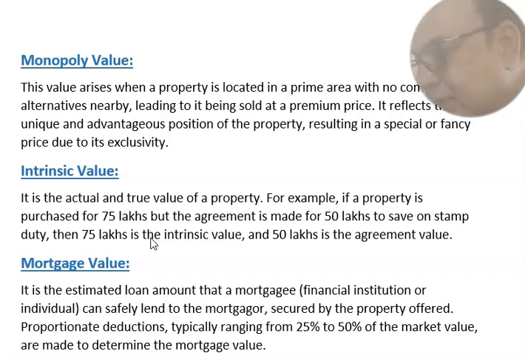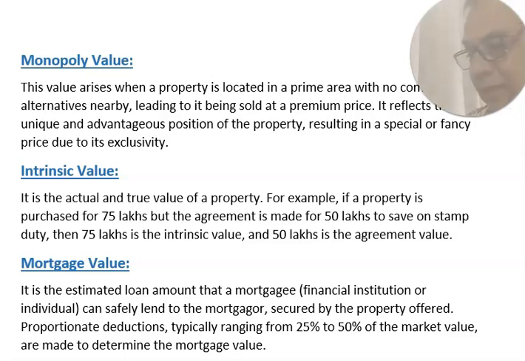Next is intrinsic value. It is the actual and true value of the property. For example, if a property is purchased for 75 lakhs, but the agreement is made for 50 lakhs to save on stamp duty, then 75 lakhs is the intrinsic value and 50 lakhs is the agreement value.